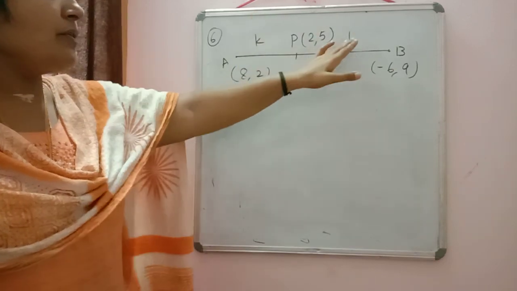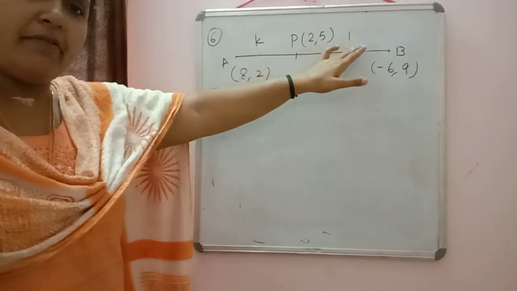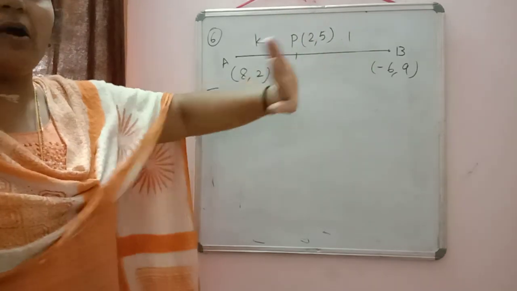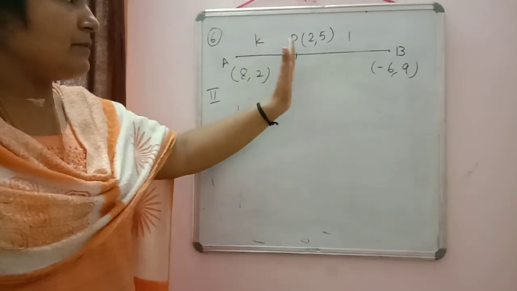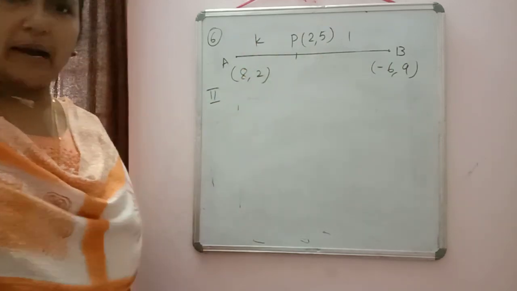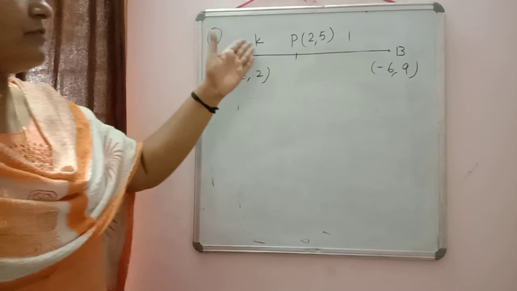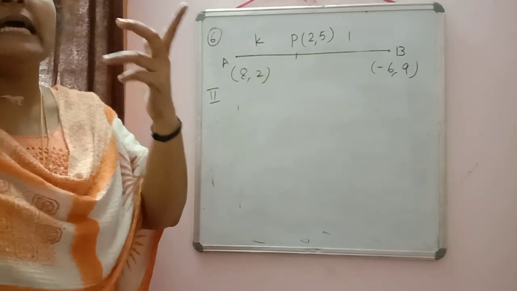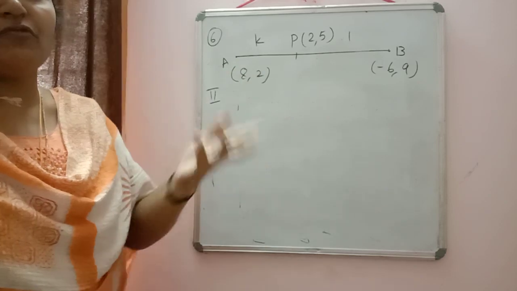If you want, you can take 2, 3, 4, any number. The answer will come the same only. So I have taken the smallest one. So let P divide AB in the ratio k is to 1. What will be the benefit when you take k is to 1? You will get only one unknown, that is k. All the rest of the values you will be knowing.